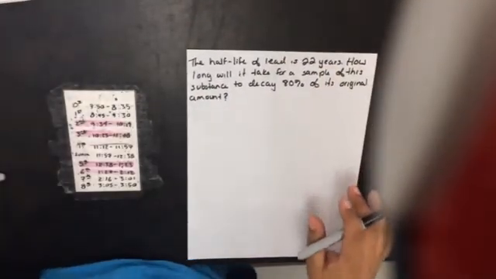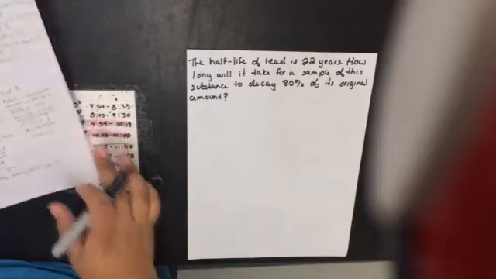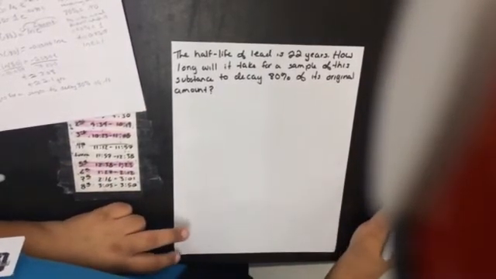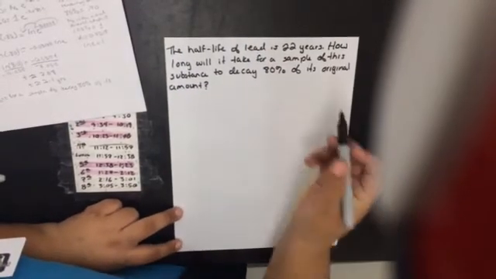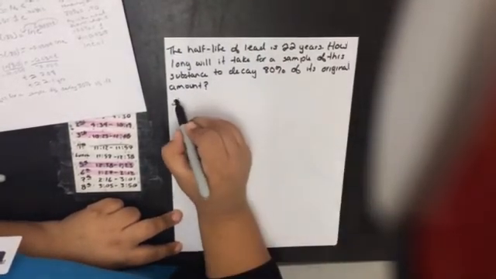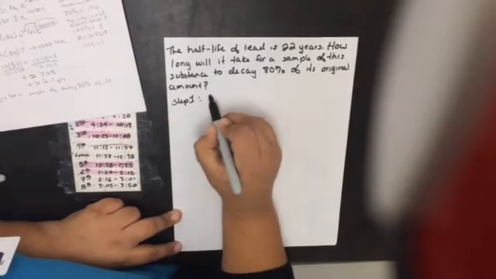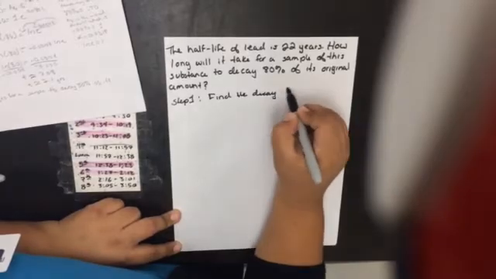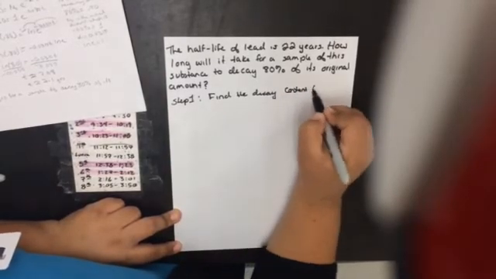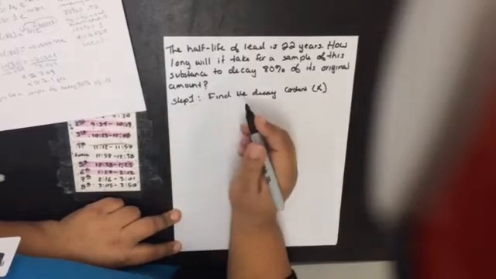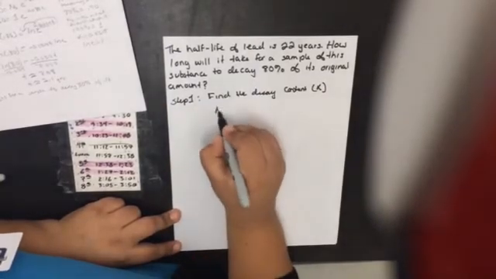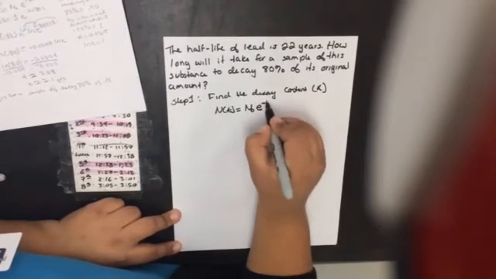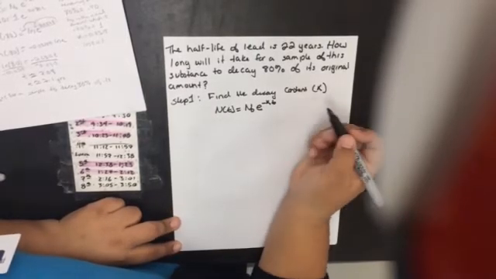Let's do an example. The half-life of lead is 22 years. How long will it take for a sample of this substance to decay 80% of its original amount? So in step 1, we want to find the decay constant. That would be our k. So let's start by writing the decay function. N of t equals n naught times e to the negative k times t.